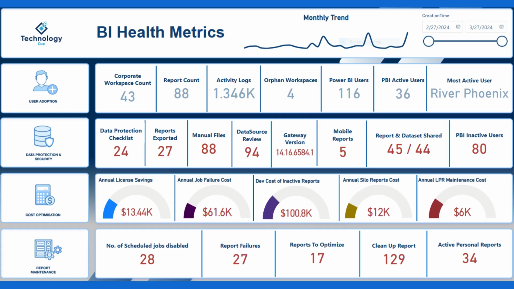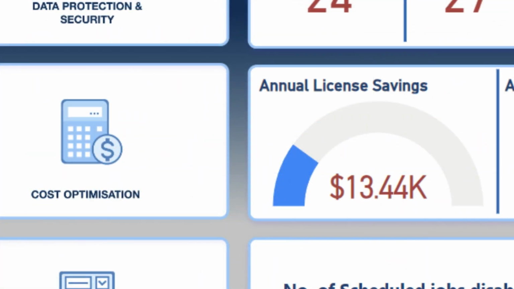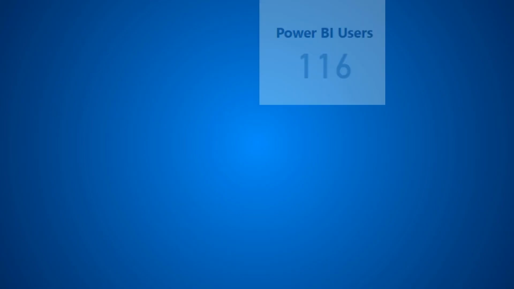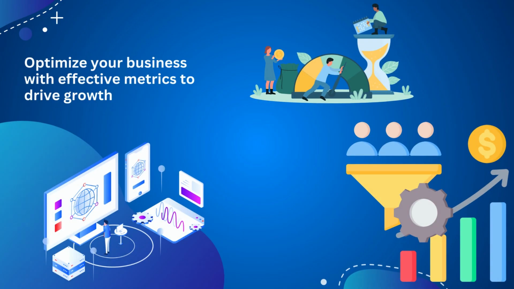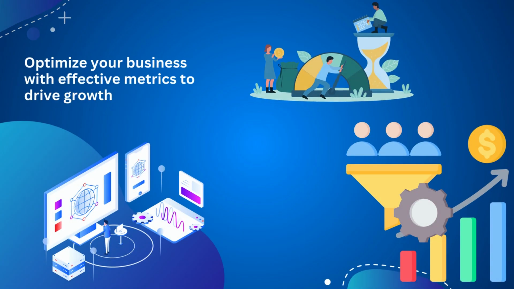Take annual license savings, for example. By optimizing your software licenses, you can reduce operational costs. If your organization has 80 inactive users, you could save up to $13,440 annually just by eliminating unused licenses. This way, you're only paying for what you need, keeping your BI environment efficient and cost-effective.